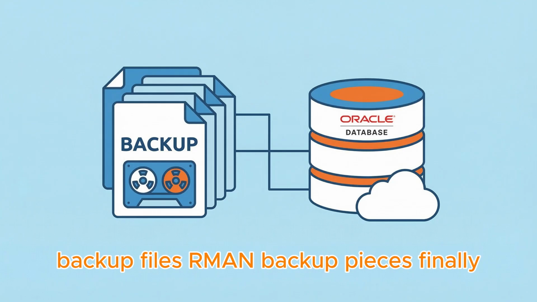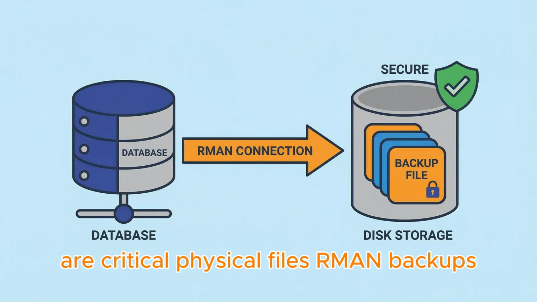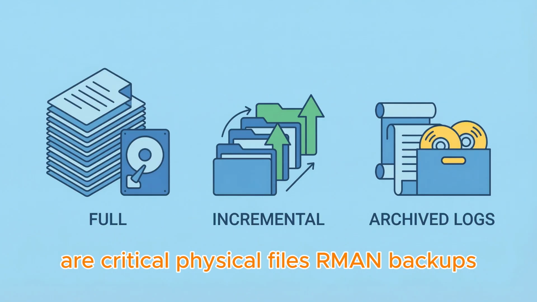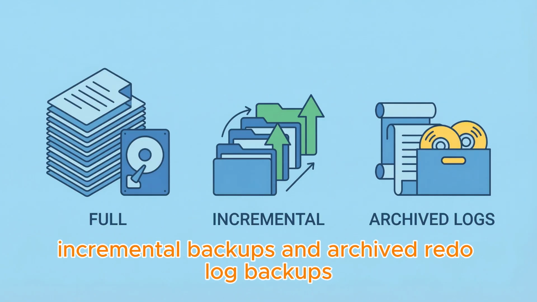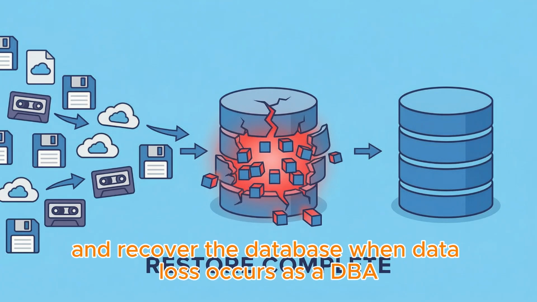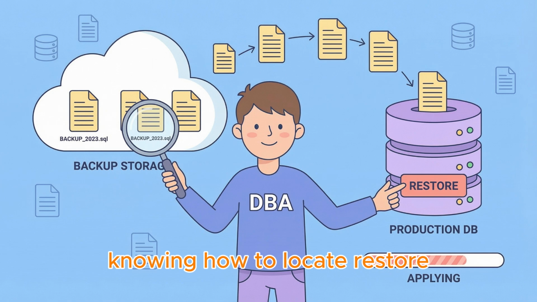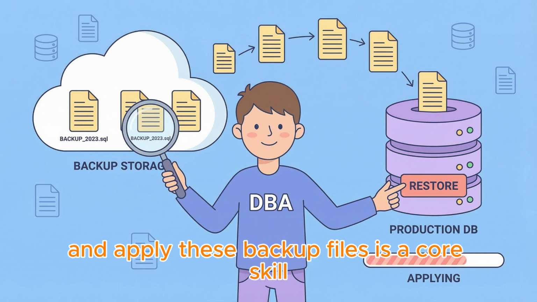Backup files, RMAN backup pieces. Finally, backup files created by RMAN are critical physical files. RMAN backups include full backups, incremental backups, and archived redo log backups. These files are used to restore and recover the database when data loss occurs. As a DBA, knowing how to locate, restore, and apply these backup files is a core skill.